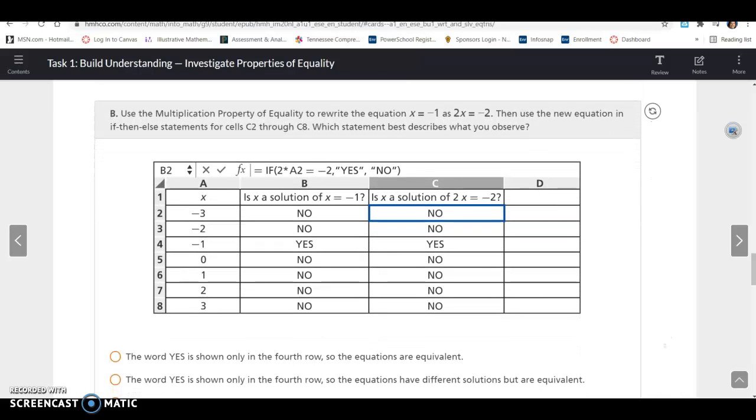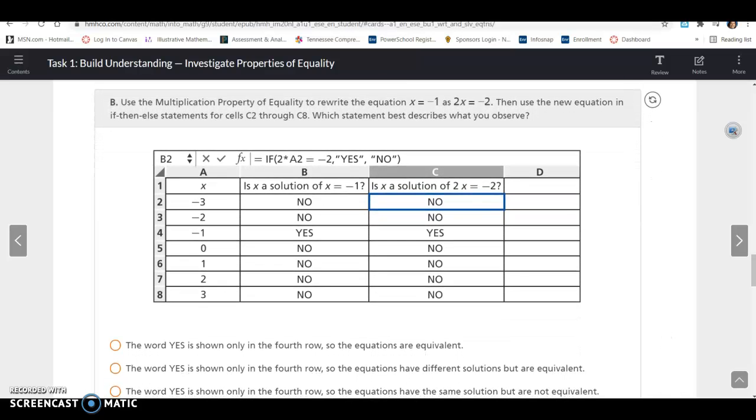All right. Use the multiplication property of equality to rewrite the equation x equals negative 1 as 2x equals negative 2. As you can see, if you divide both sides by 2, x still equals negative 1. So this should be an equivalent statement. Then use the new equation in the if-then statement for cells C2 through C8. Which statement best describes what you observe?